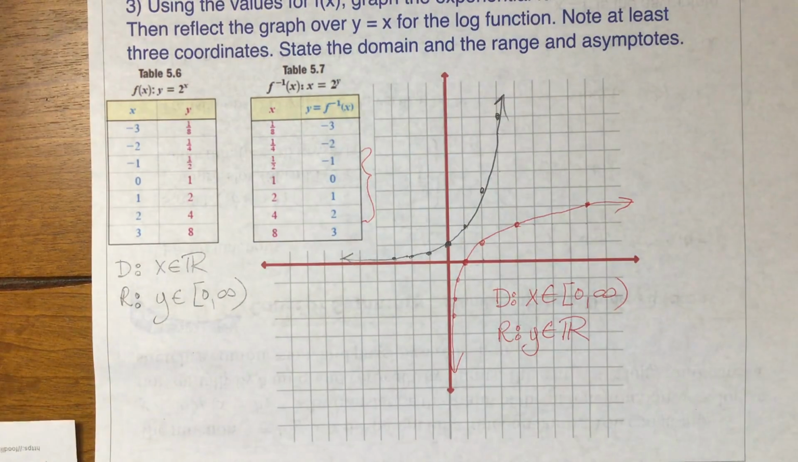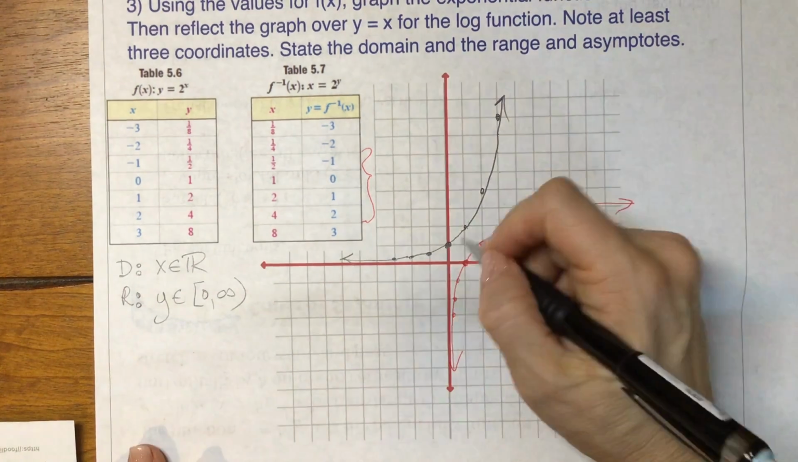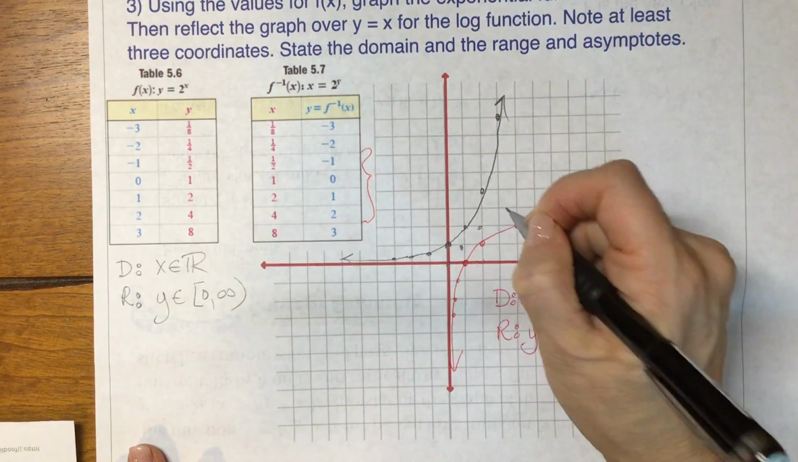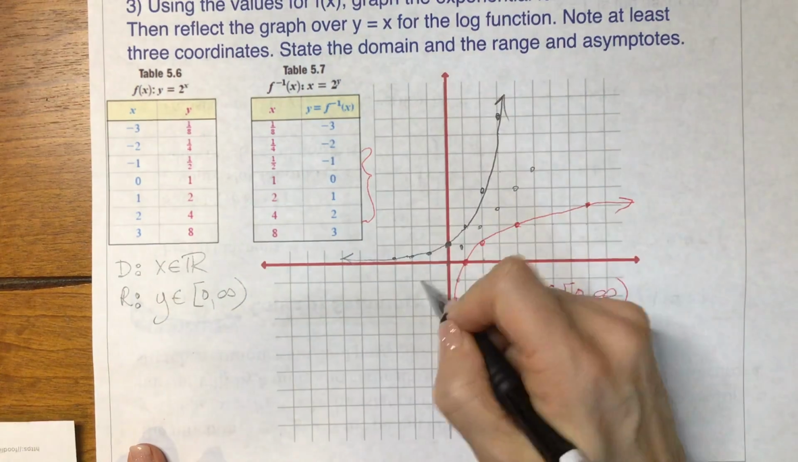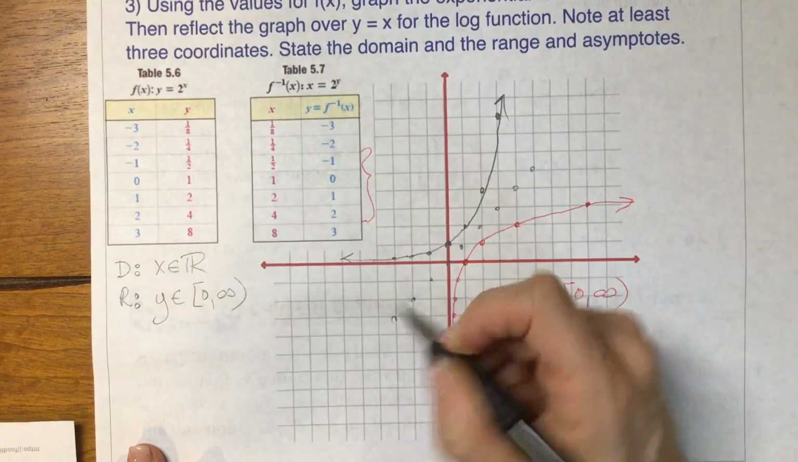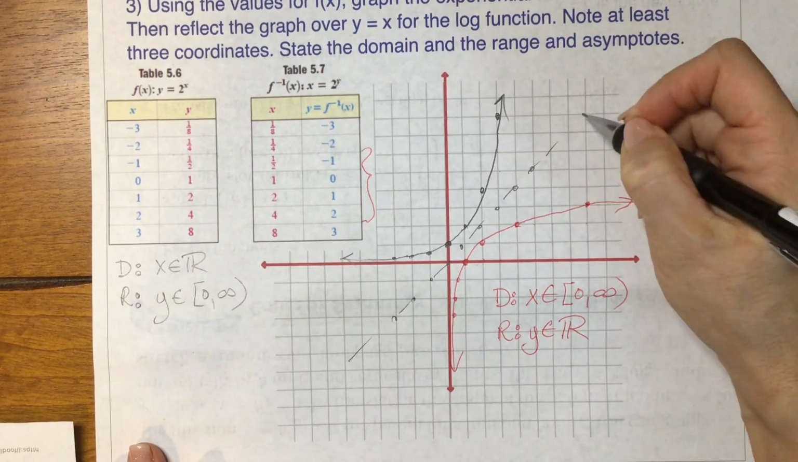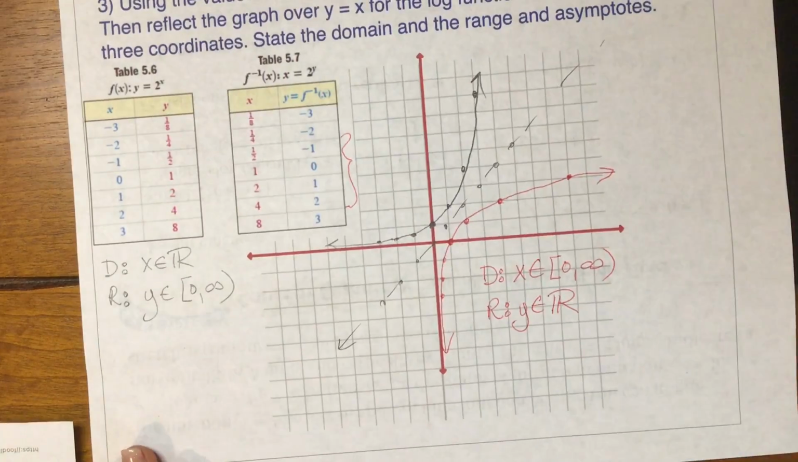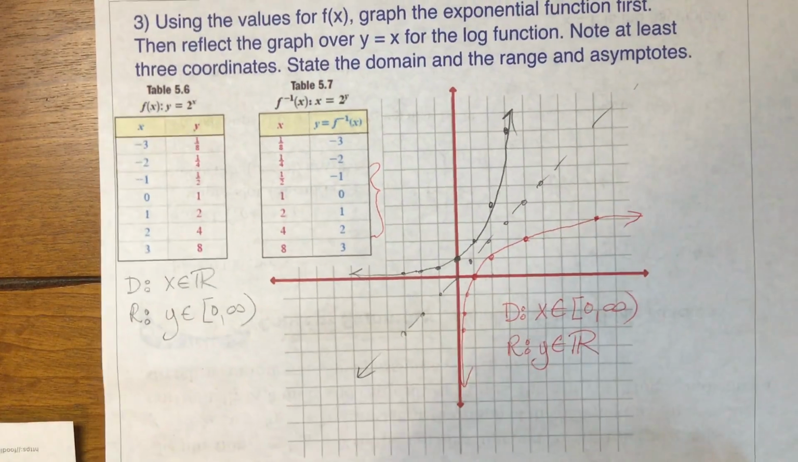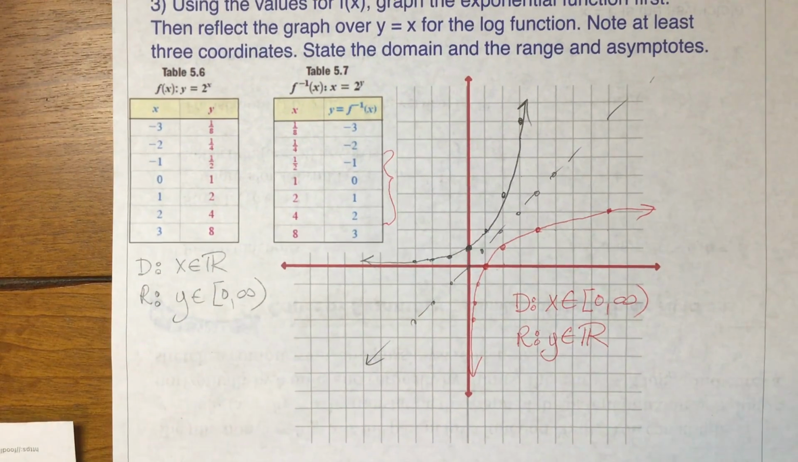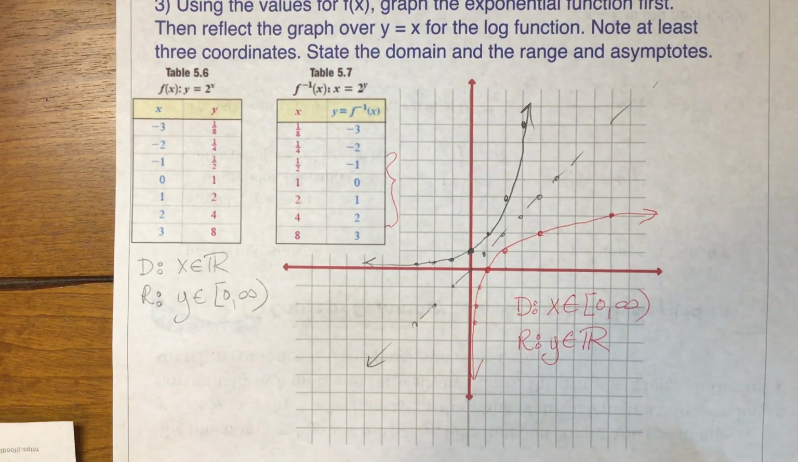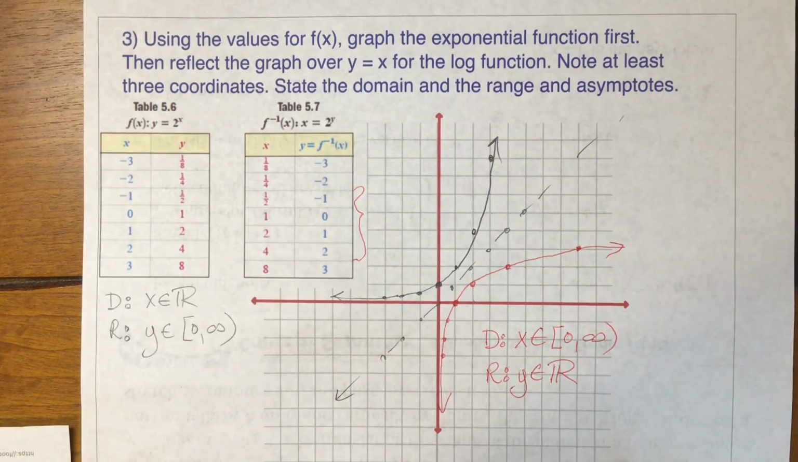And if you remember way back when we first started looking at inverses, we said that inverse graphs were reflections over y equals x. So if I draw that through, I get my imaginary line y equals x. And you can see that the logarithmic graph is a perfect mirror or reflection over y equals x.